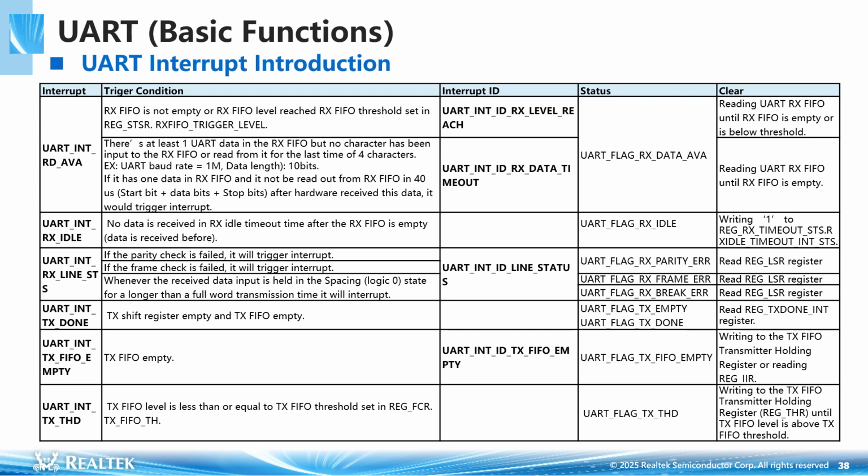Second, data receive idle interrupt. This interrupt is triggered when the receive FIFO remains empty, and no new data has been received for a duration exceeding the specified timeout period. Additionally, the data receive line status interrupt is used to indicate error conditions during reception. It can be triggered by 3 types of errors: parity error, framing error, break error.